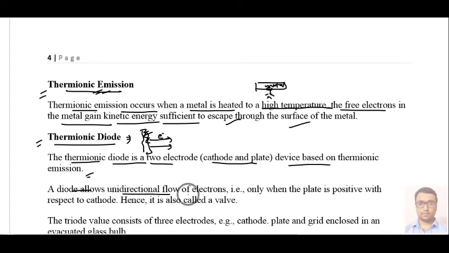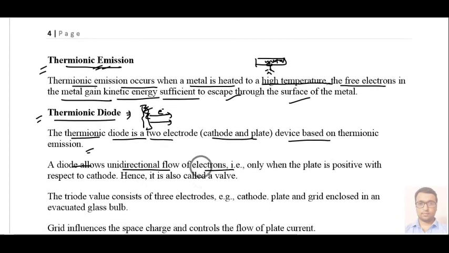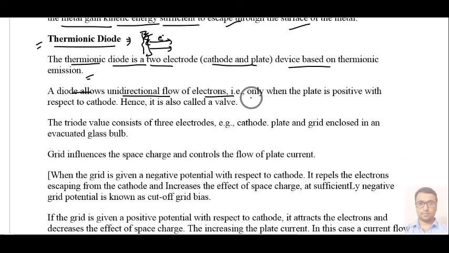A diode allows unidirectional flow of electrons. In a diode the unidirectional flow of electrons takes place because the plate is considered positive with respect to the cathode, hence it is also called a valve. These valves are not used in modern circuits; you can say these are the ancient circuits. In modern apparatus we basically use a semiconductor chip, which is responsible for conduction.